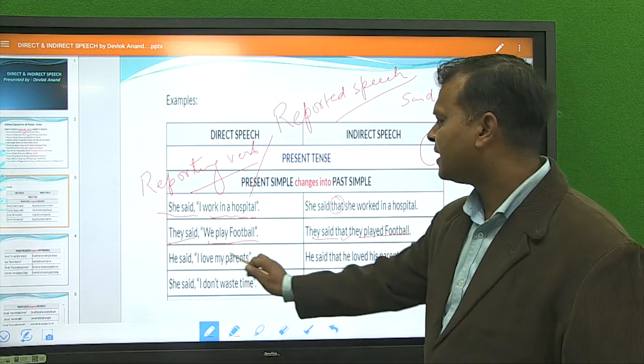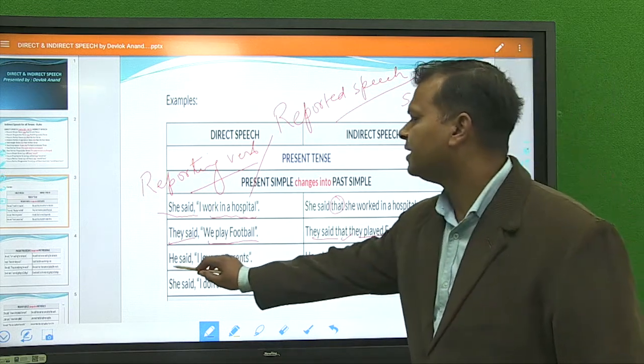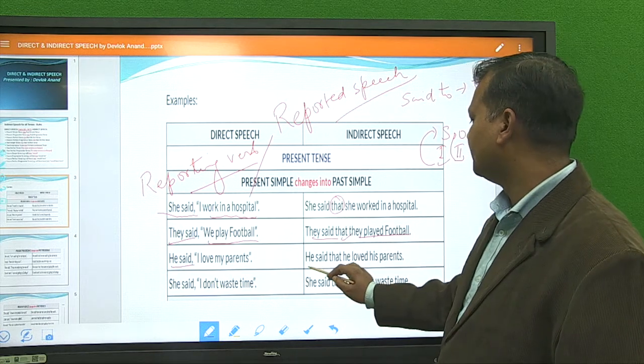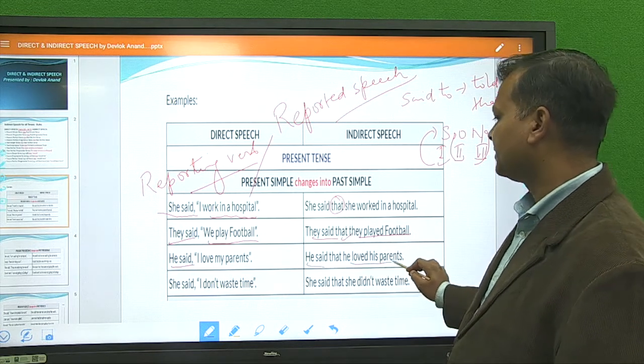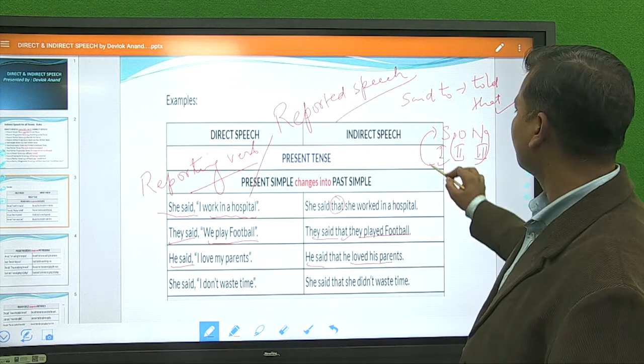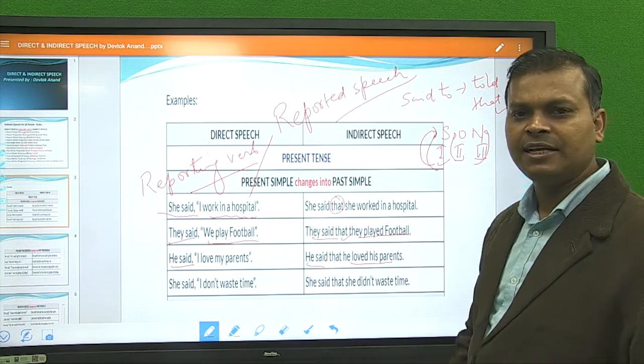Now third one, he said, "I love my parents." He said that he loved his parents. I is the first person. Students, first person is changed according to the subject. He loved his parents.